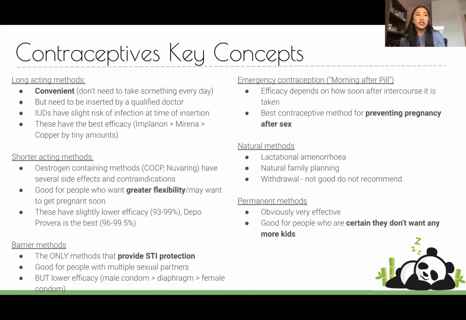So they are broadly categorized into types, one being long-acting methods, but reversible still, another being short-acting, barrier methods, emergency contraception, so your morning after pill, natural methods, and then permanent methods. And each of them has a couple key sort of buzzwords in terms of what kind of populations they would be recommended for. And then we'll go into the specific types as well.